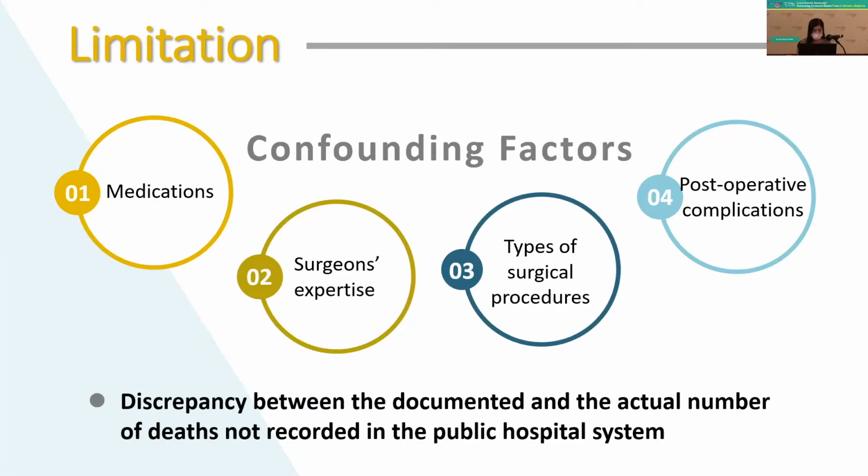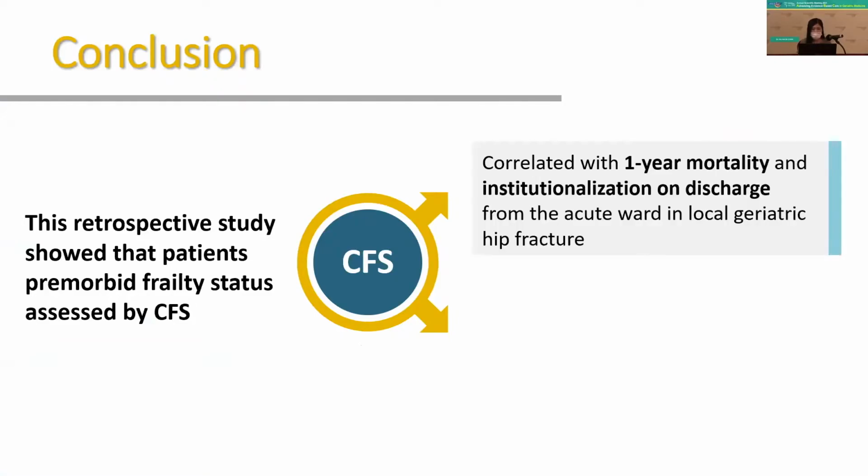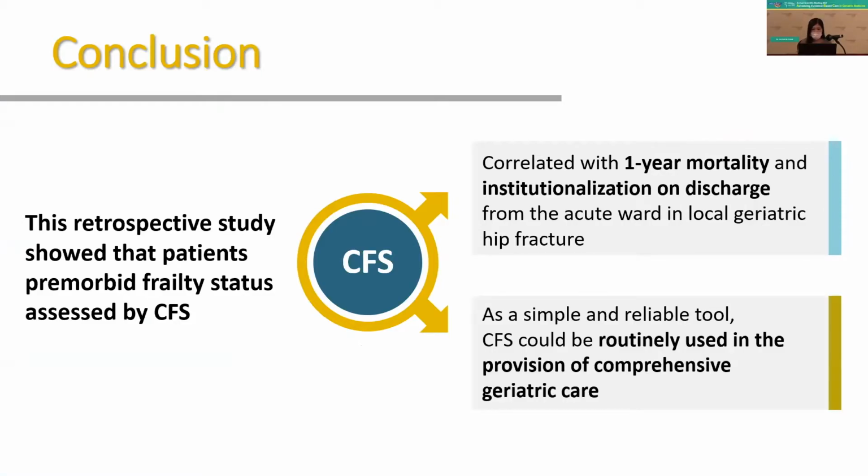In conclusion, this retrospective study showed that patients' premorbid frailty status assessed by clinical frailty scale correlated with 1-year mortality and institutionalization on discharge from the acute ward in local geriatric hip fracture. As a simple and reliable tool, clinical frailty scale could be routinely used in the provision of comprehensive geriatric care.